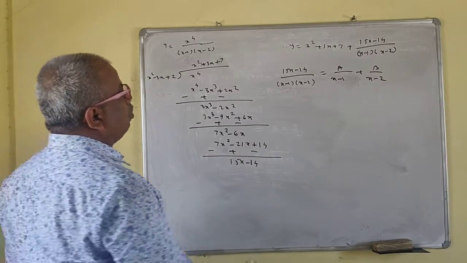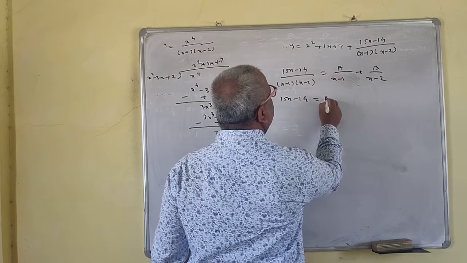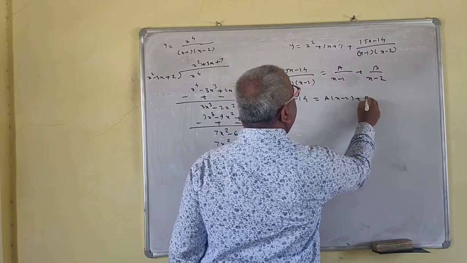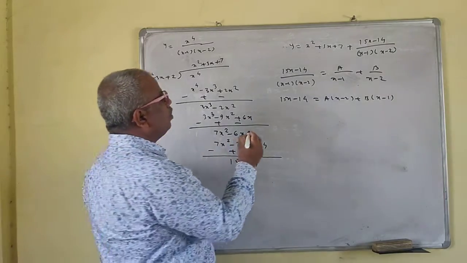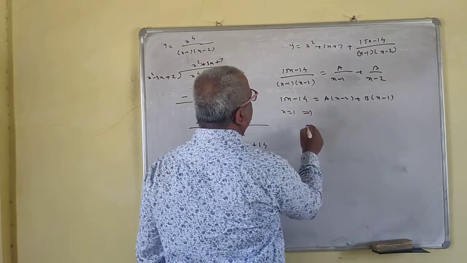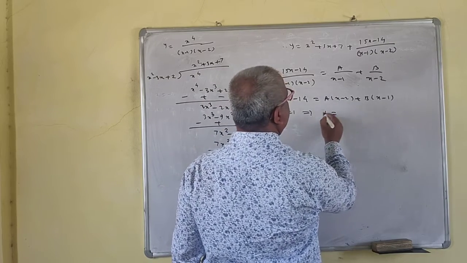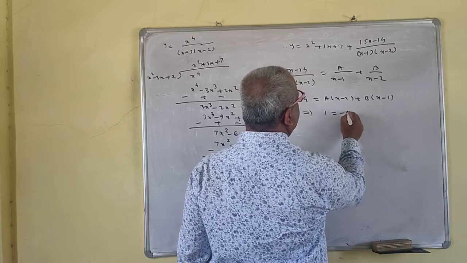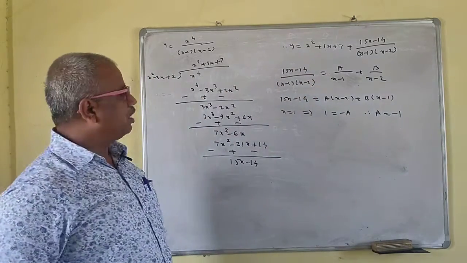Minus 2. Okay, so now 15x minus 14 is equal to a into x minus 2 plus b into x minus 1. So x is equal to 1 implies that this is 1 now. So x is equal to 1, so this is minus a now. Therefore a is equal to minus 1.